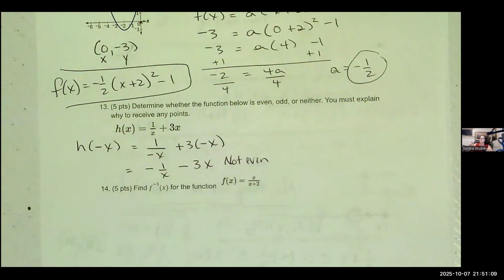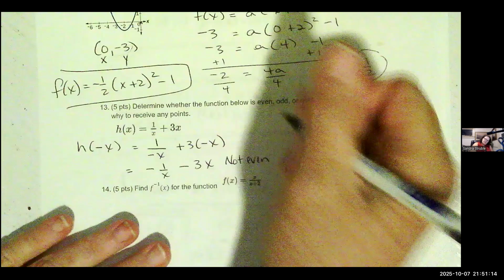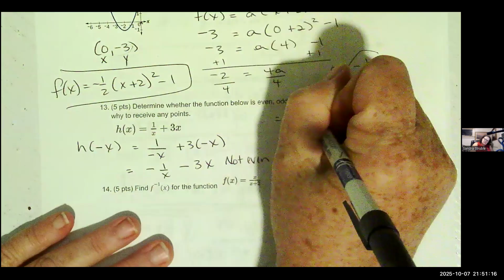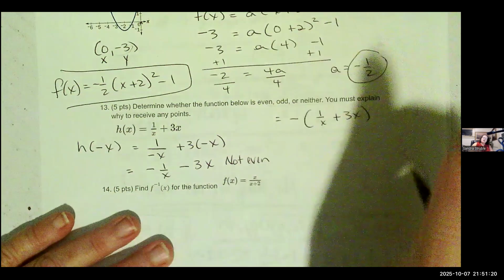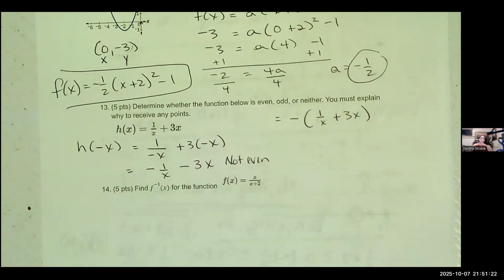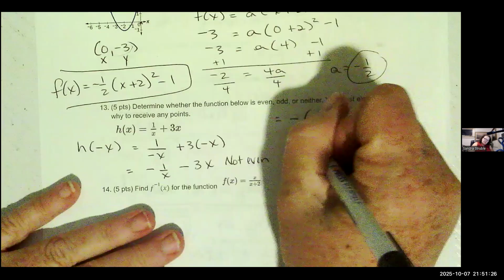Now what we need to do is factor out a negative from all the terms. Now I ask myself, does this look like a negative of the original function? And yes, it does. So this is an odd function.